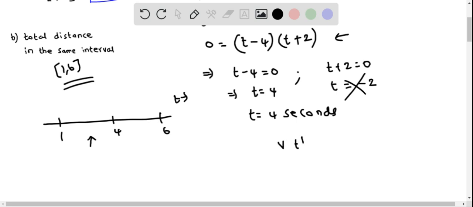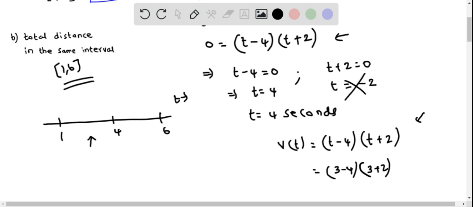That is, we have a velocity when factorized, we get t minus 4 times t plus 2. Then I'm going to put t equal to 3 into this. So this gives 3 minus 4 is negative 1, and 3 plus 2 equals positive 5. So this is negative 1 times positive 5, which is basically a negative quantity. We just need to understand the sign of this when we plug in this corresponding t. So in this interval, the velocity is negative, which means it is moving towards the left. So we can say that from 1 to 4 seconds, it is moving towards left.